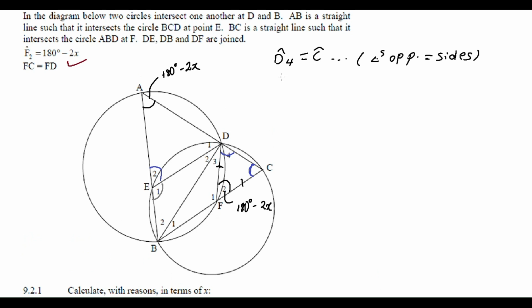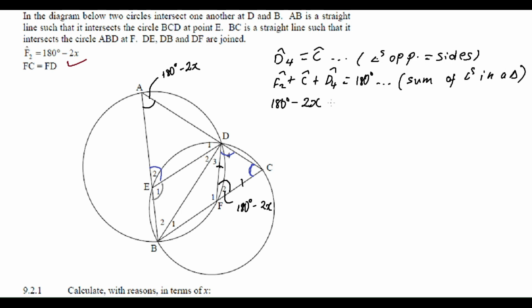Since we have stated that, we can come here and say angle F2 plus angle C plus angle D4 is going to be equal to 180 degrees. Our reasoning here, we are going to say sum of angles in a triangle, right? And then we go to the next step. We are going to substitute our F2. We know it is 180 degrees minus 2x. And then C, that's what we are looking for. And we can also change D4 to C, right? Because we have already stated that D4 is equal to C. And then our equation is like this.